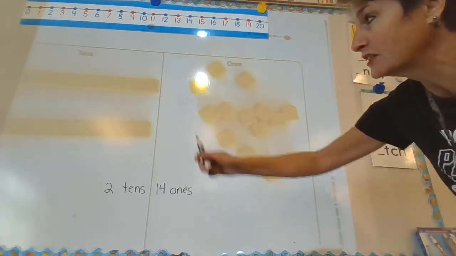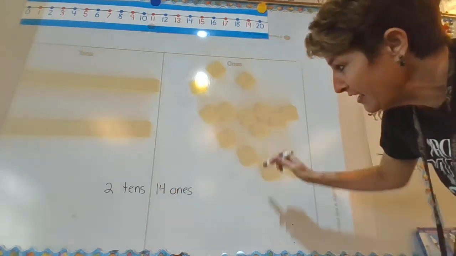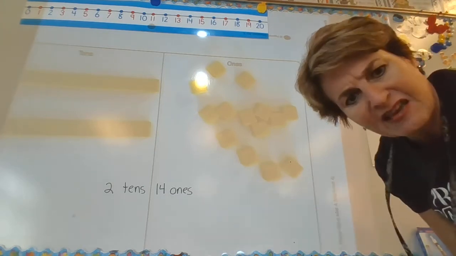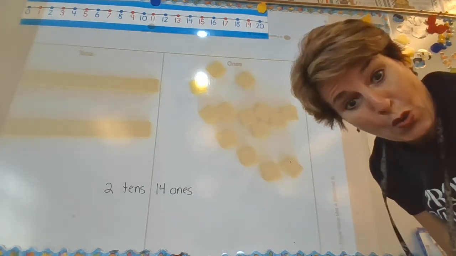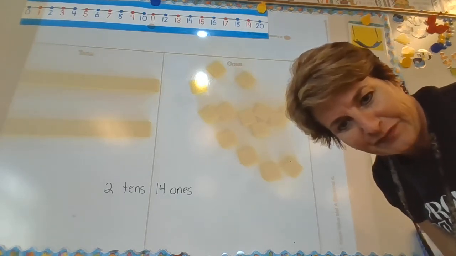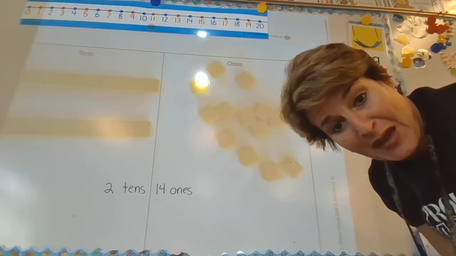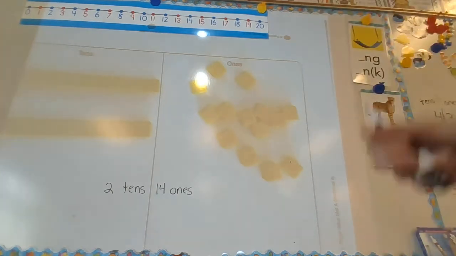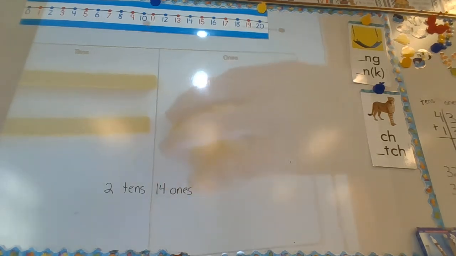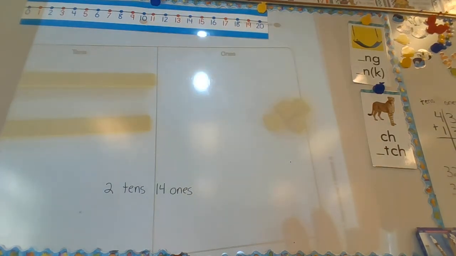Miss Dennis has two groups of 10 and I have 14 ones. Can I put 14 in the ones place? No, I can't. So what do I have to do? What do I have to do, Madeline? That's right. I have to make a group of 10. Okay? So let's make a group of 10. So I have 1, 2, 3, 4, 5, 6, 7, 8, 9, 10. So I'm going to take this over here and I'm going to make a group of 10.